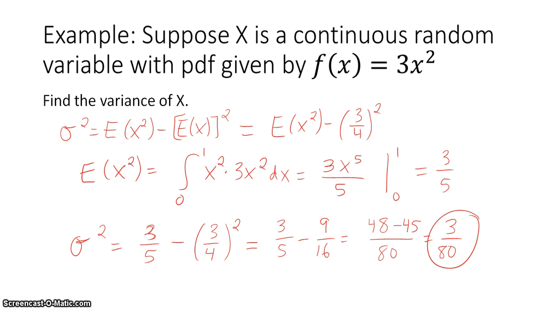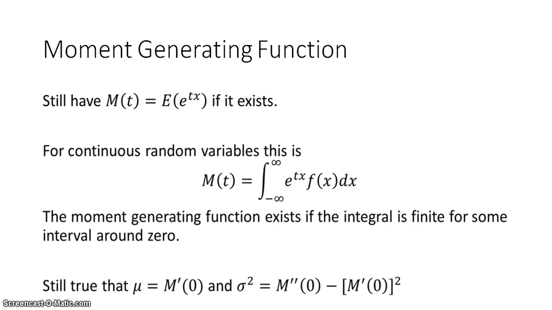So let's take a look at moment generating functions for continuous random variables. The moment generating function, m of t, is still equal to the expected value of e to the tx, if it exists. So for continuous random variables, again, we're integrating over the support of x. So the moment generating function, m of t, is the integral over the support of x of e to the tx times f of x dx. And the moment generating function exists if the integral is finite for some interval around 0.